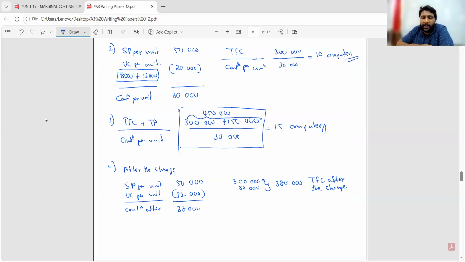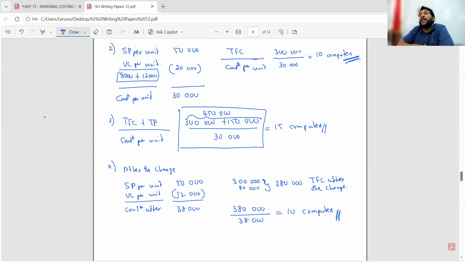Now find out the break even, people. 380,000 divided by 38,000. How many computers? 10 computers. So break even didn't change. Same thing. Earlier 10, then now 10.